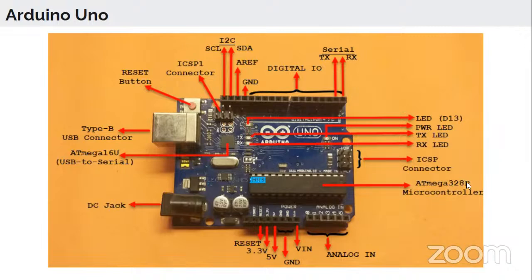The Atmega 328P is the common IC which is used in Arduino Uno as well as Arduino Nano.